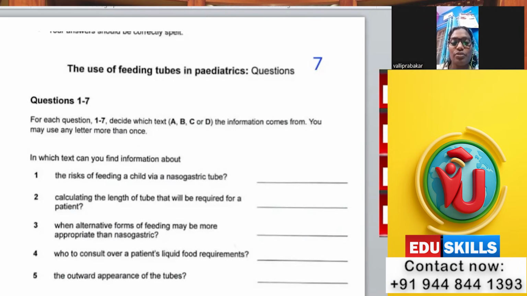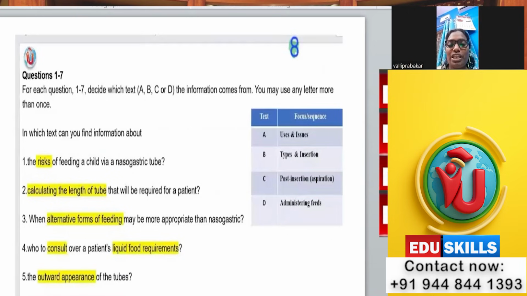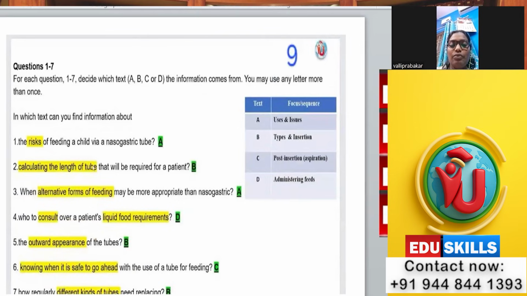For the first question, the risk of feeding a child via a gastric tube. So what is in this first question? Risk. Where can we see risk? What are the risks in feeding a child via a gastric tube? It is in Text A. Risk means issues. Which heading have we given? Issues and uses in Text A. So we can choose option A.